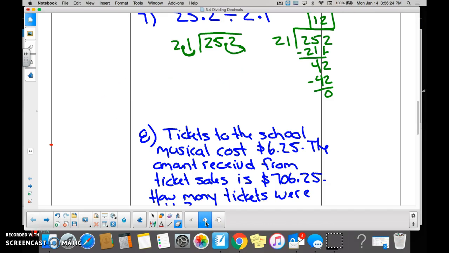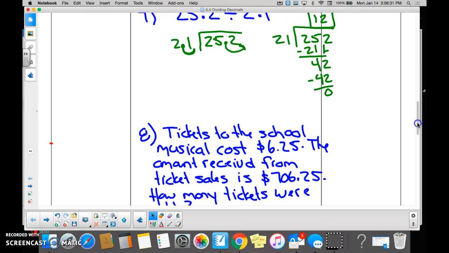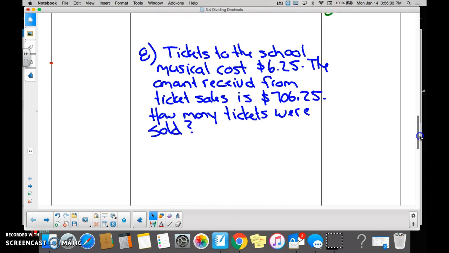And then the last thing, applying this to real life. Tickets to the school musical cost $6.25. The amount received from ticket sales is $706.25. How many tickets were sold?